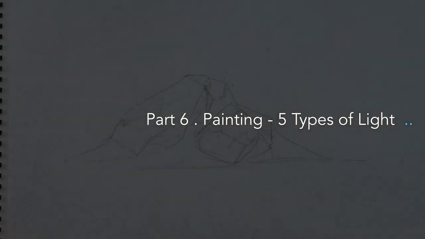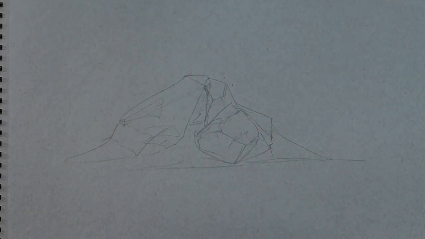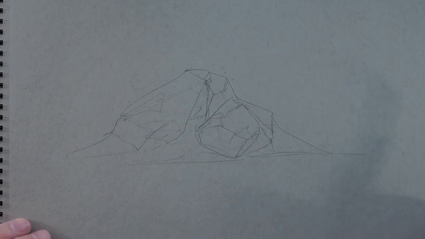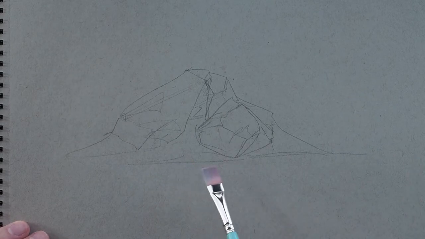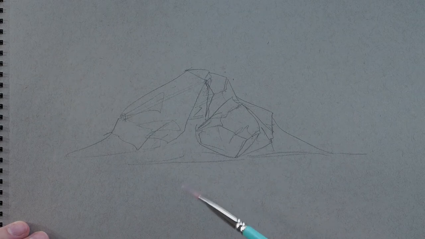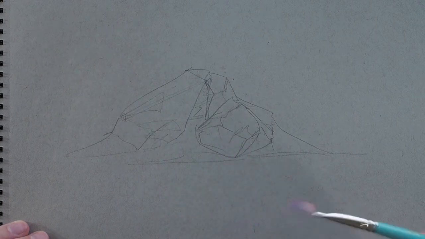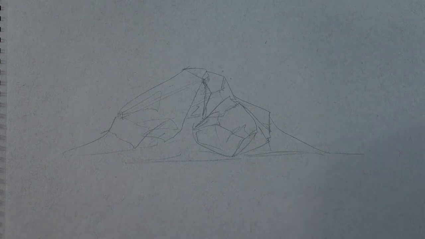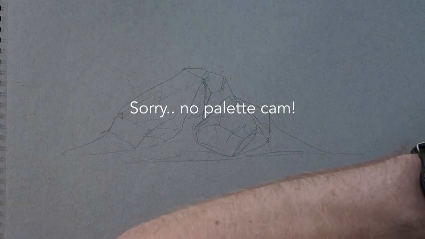Let's talk about the five types of light. And we'll do a more direct, simplified version of that just to clarify what I mean by that. What I've got here is a very simple drawing of a rock. We'll have some snow on there. We'll put some part of it in shadow. So we see snow in light and snow in shadow, rock in light, rock in shadow, and so on and so forth.